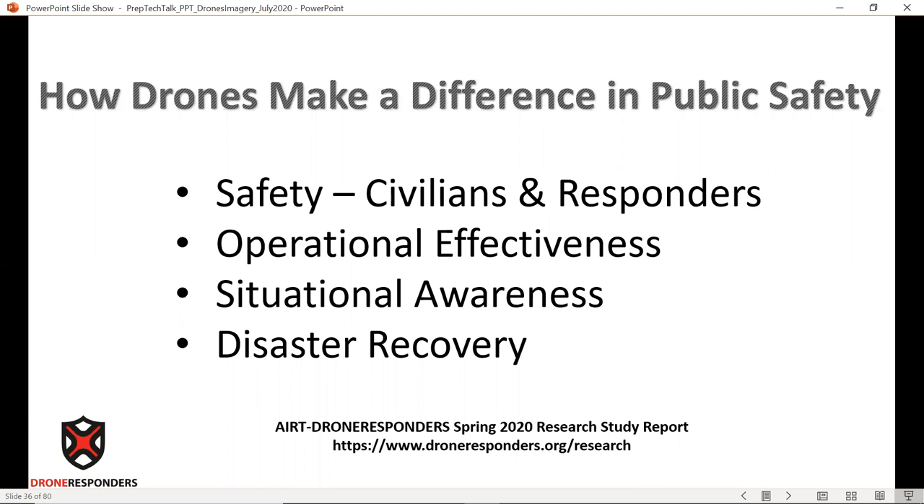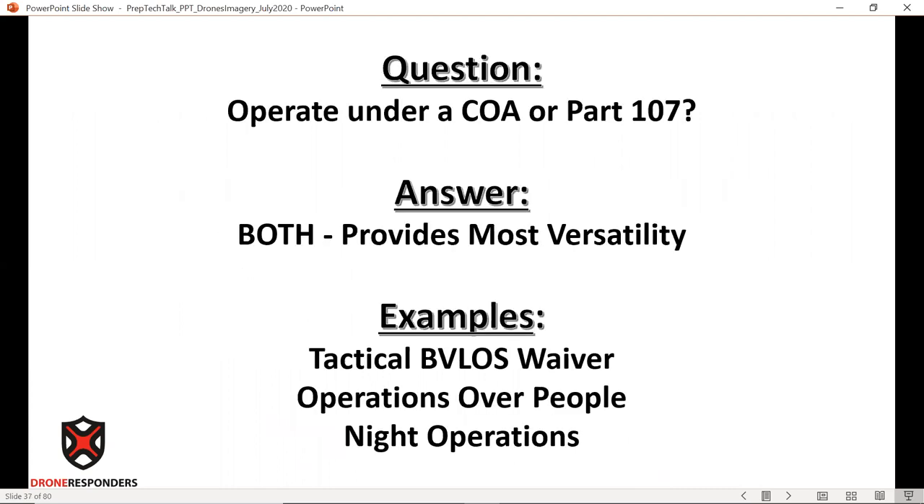And last but not least is in disaster recovery. We can use this as we follow up to see how areas were devastated or in situations of inaccessibility, et cetera, to see the progress that's been made. Next slide. So the question many people ask, do I operate under COA or Part 107?